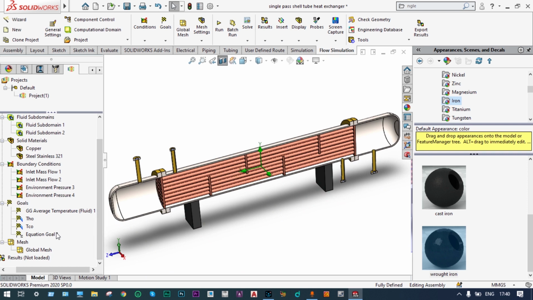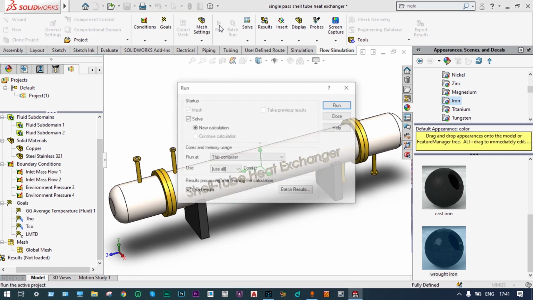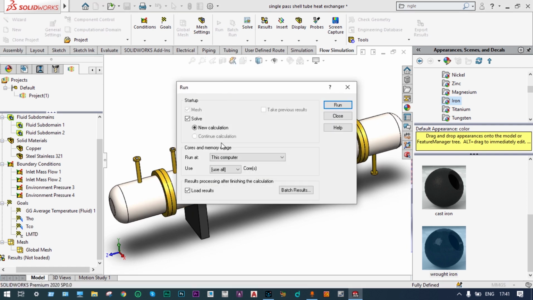We can rename this one as LMTD, logarithmic mean temperature difference. Right? You can see the complete view of the model, and let's run this one. We're starting new calculations. You can see the solver window has already started. It is preparing the model.